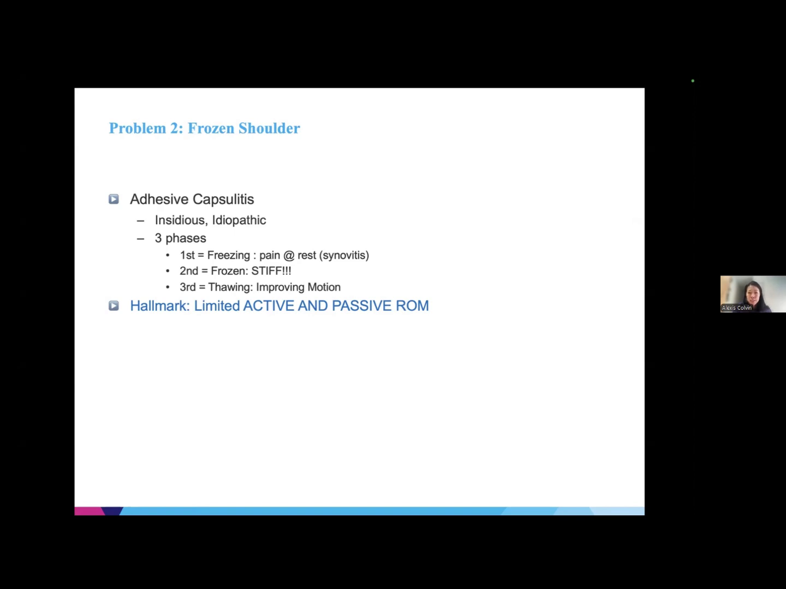And then there's three phases. The first phase is very painful. They have pain even at rest. And that's the freezing phase. The shoulder also starts to get very stiff. The second phase is the shoulder is frozen, and so they are stiff at that point, but it's not that painful. And then the third phase, they sort of thaw out and the motion gets better.